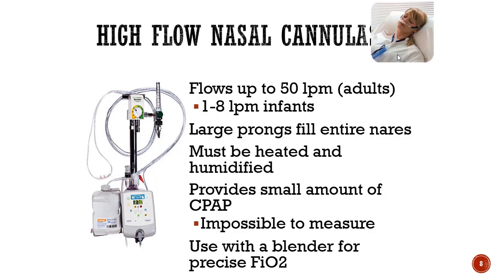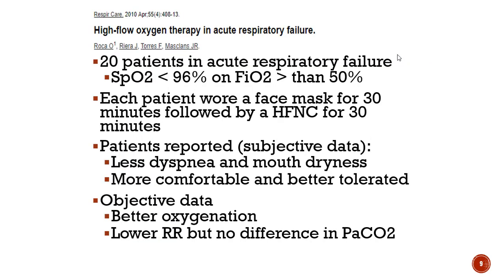You can technically do it in adults. They aren't able to really measure it, but you will see sometimes when you put on a high flow nasal cannula on an adult that it can help their work of breathing just by providing a little bit of that CPAP. You would use this with a blender for precise FiO2 if you're meeting the patient's inspiratory flow needs.